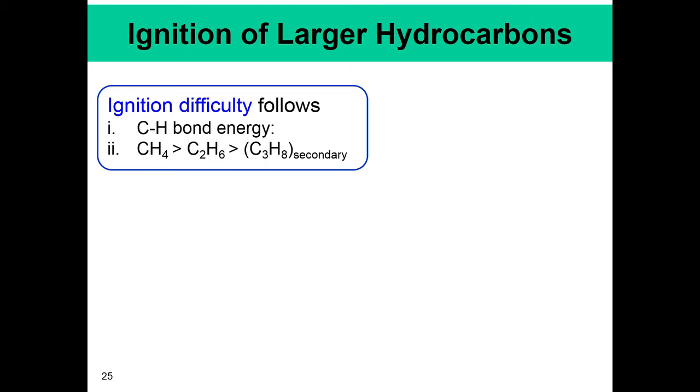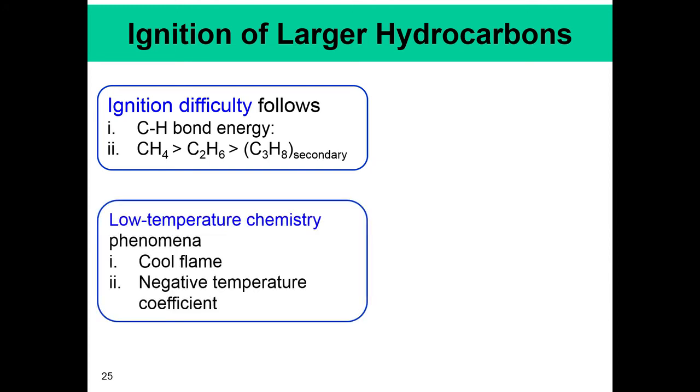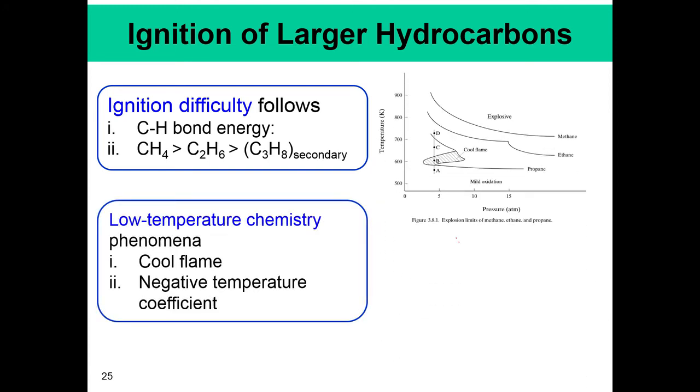What about oxidation or ignition of larger hydrocarbons? Now, we discussed what ignition delay time is, and that is a very important process, but if you see the ignition difficulty, it essentially depends on the CH bond energy. You will find that methane is the hardest to ignite, followed by ethane, followed by propane. And this is what is shown here in this temperature pressure curve, that methane becomes explosive only in this regime at very high temperature and high pressure, whereas ethane follows, and then propane shows a very complicated behavior.